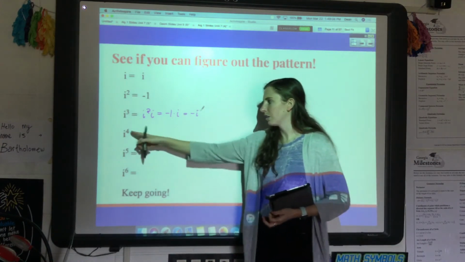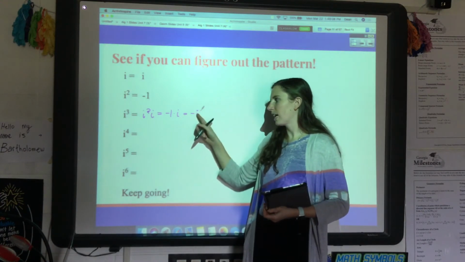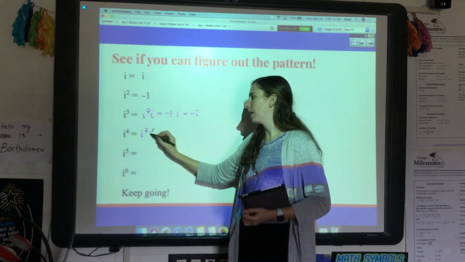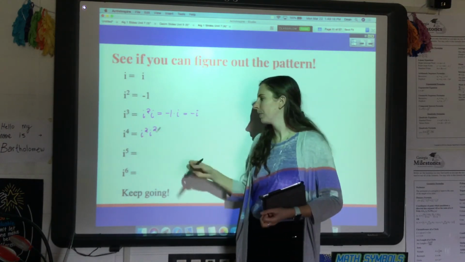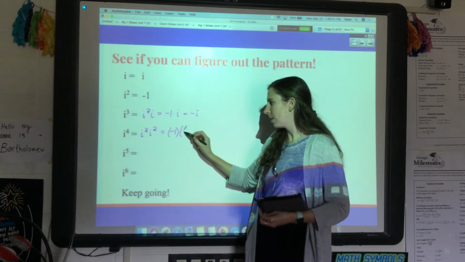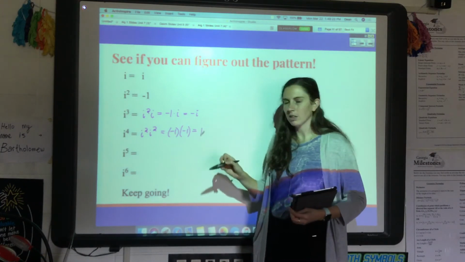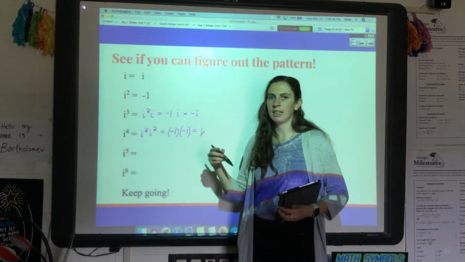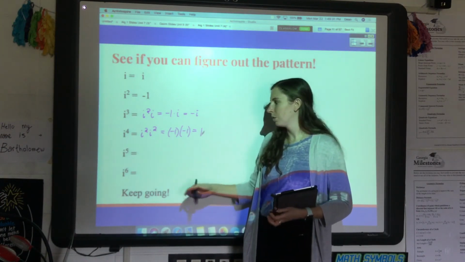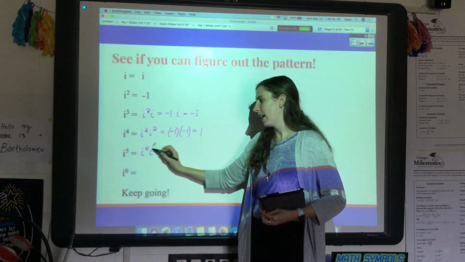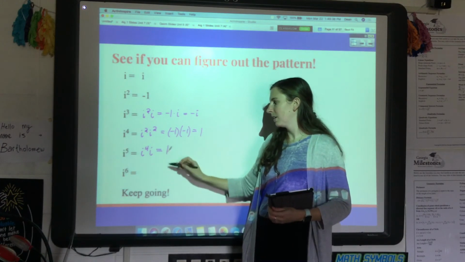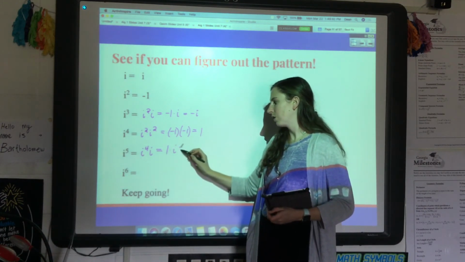Let's keep going. What would i to the 4th be? Well, it would be this times another i, or we could also think of this as i squared times i squared. And again, we know i squareds are -1, so that would be -1 times -1, which is +1. So i to the 4th is actually just 1. Now let's do i to the 5th, which would be i to the 4th times an extra i. And we just said i to the 4th is 1, so it's 1 times i, which is just plain old i.